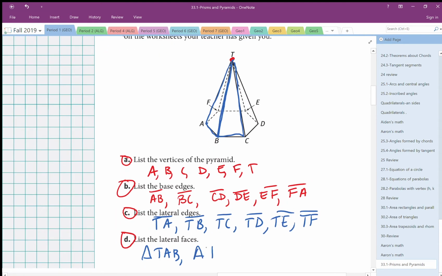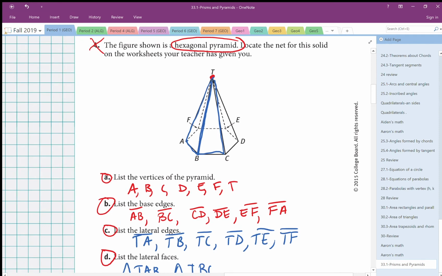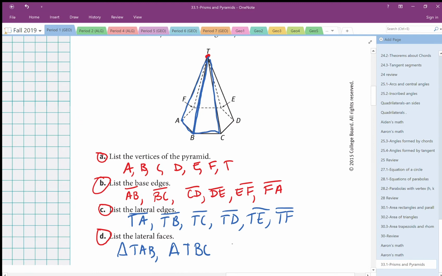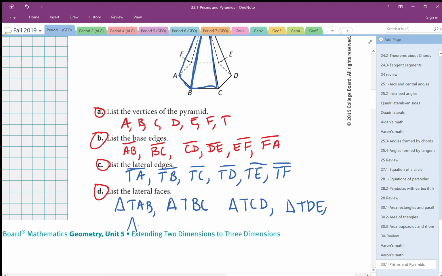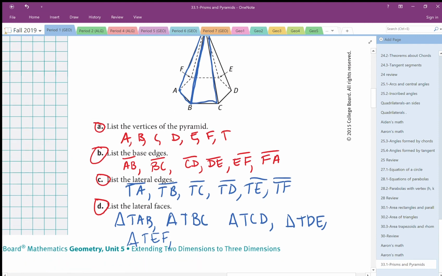Triangle TBC. Can you name the other ones? Okay, you should get TCD. You should get TDE. What else? TEF. There's got to be another one because there are 6, right? So TFA.